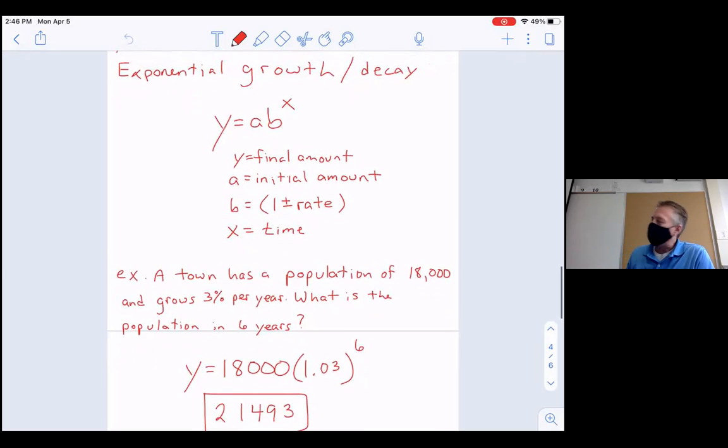Okay. So we were talking about exponential growth and decay. We had this equation, y equals AB to the X. And that was a big one where Y was our final amount, A was our initial amount, B was like our growth rate or decay, and then X was time, typically.